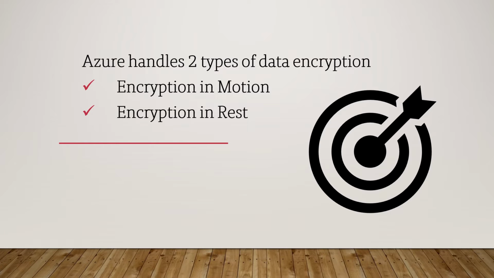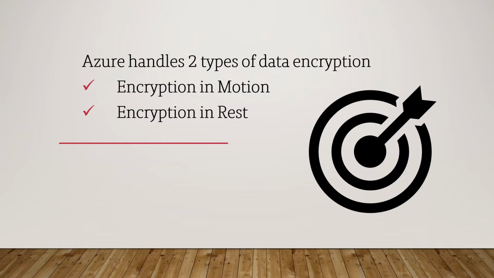Encryption in motion is about how to protect your data when it is traveling over the network, from the client to the server, from one machine to another, or between different server components. When data moves from one location to another, it should be in encrypted form so that nobody can tamper with the data and get the information.